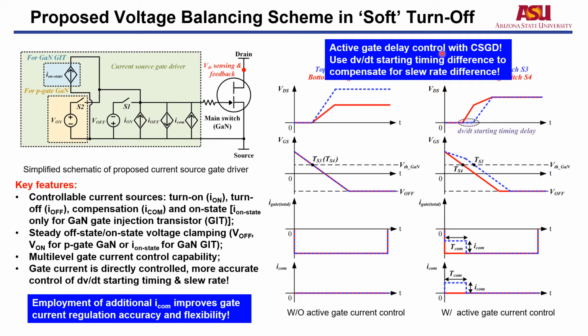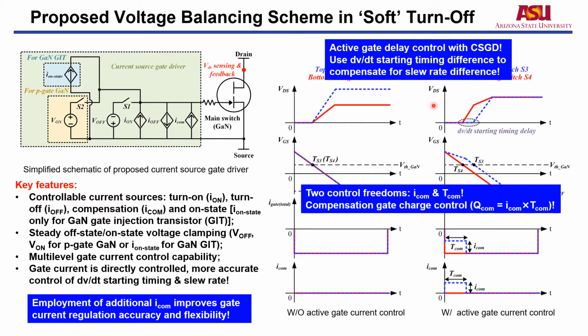So with the active gate current control with CSGD, we basically use the dV/dt starting timing difference to compensate for the slew rate difference. And we have two control freedoms, which are I_com and T_com. It is basically the compensation gate charge control.